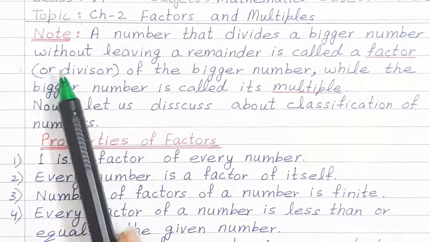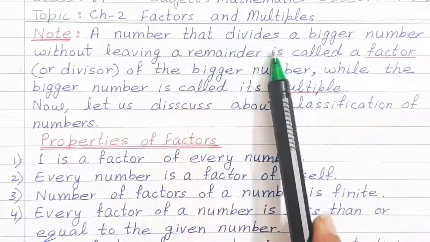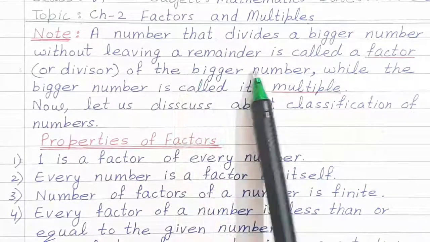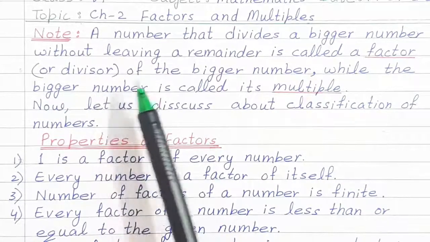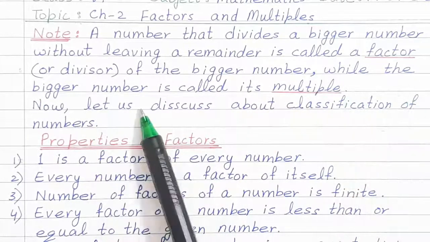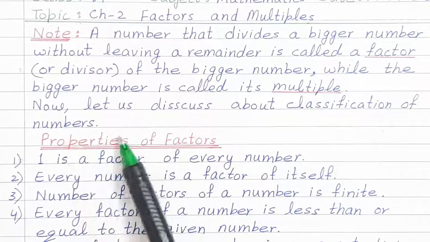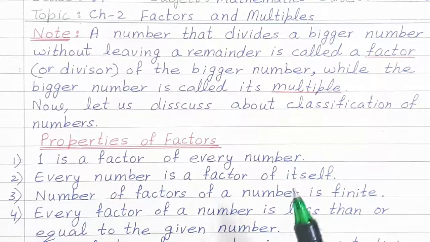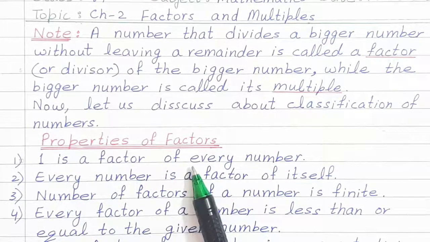Now students, note one very important point. A number that divides a bigger number without leaving a remainder is called a factor or divisor of the bigger number, while the bigger number is called its multiple. Now, let us discuss classification of numbers. So, before that, let us discuss the properties of factors.